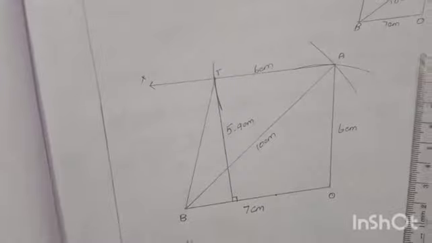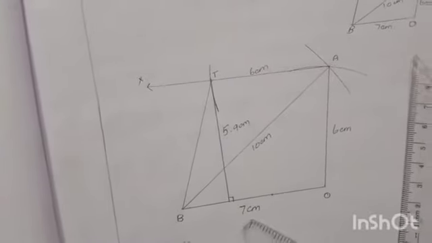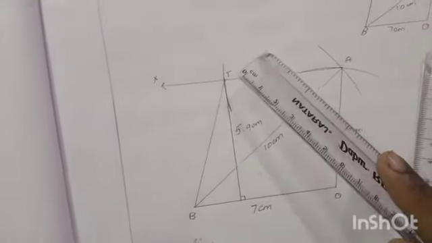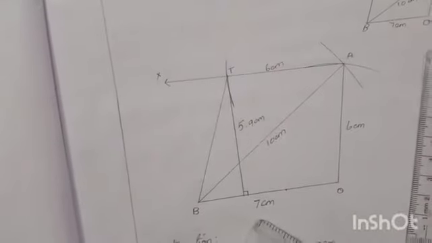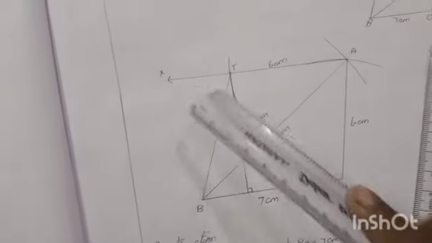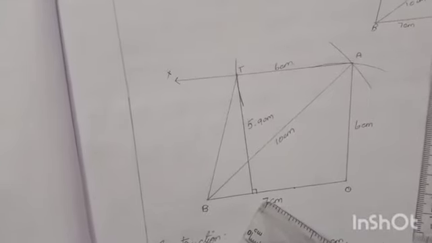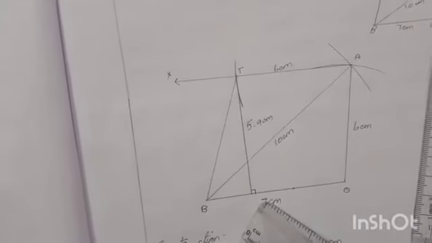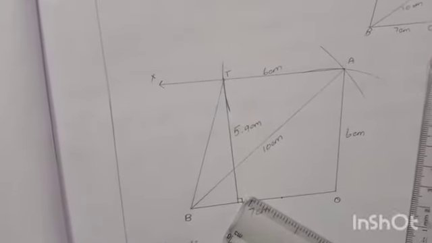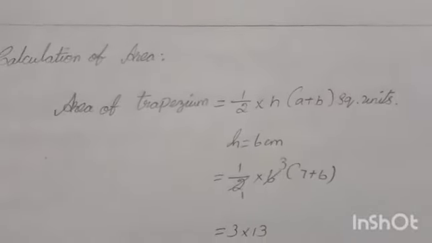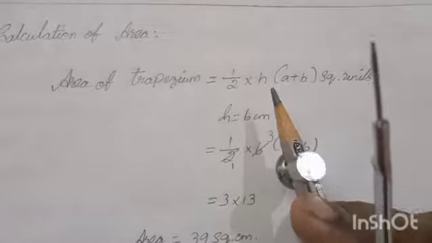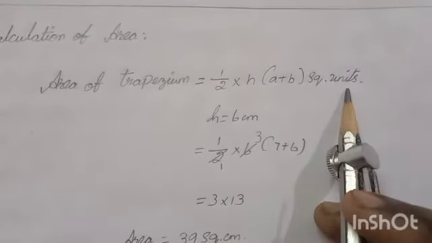Now this is A, this is B, the parallel sides. Anyway, you have to consider the height. So what is the formula for trapezium? Half into H into A plus B square units. Calculation for area of trapezium equals half into H into A plus B square units.